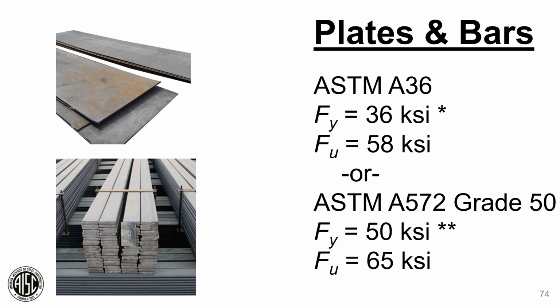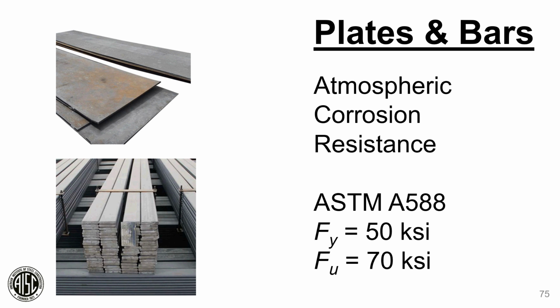On this slide, I have a couple asterisks shown. Even though it's more common today to have 50 KSI material than 36 KSI material, there are some limitations. 36 KSI material is only available up to 8 inches thick. Over that, the strength drops to 32 KSI. For A572 grade 50, the maximum thickness covered is 4 inches. Keep that in mind. These are all tabulated in the Steel Construction Manual if you wish to look at this, but that's why the asterisks are on this slide.